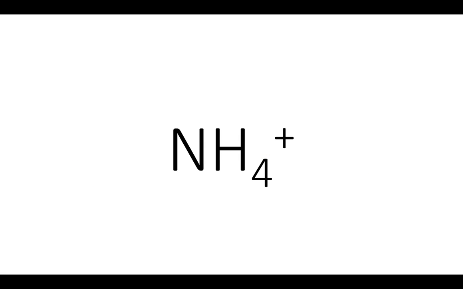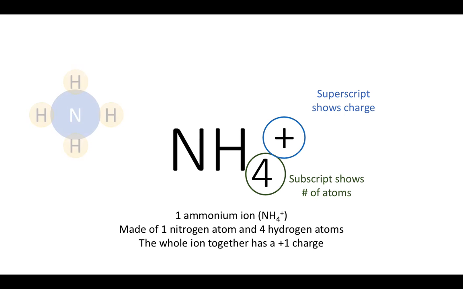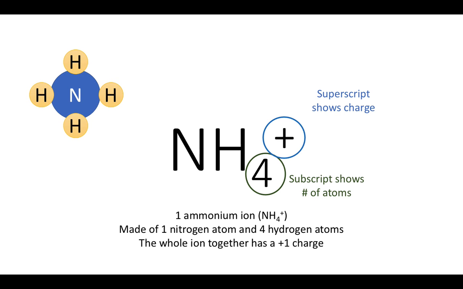Another example, this one has a superscript and a subscript. So we have a subscript of 4 and a superscript of +1. That means we have 4 atoms and a +1 charge. The subscript only applies to the thing that came right before it. So the 4 subscript multiplies the hydrogen, but not the nitrogen. That means we have an ion that looks like this. It's called ammonium. NH4+ is called an ammonium ion, and it's made of 1 nitrogen atom and 4 hydrogen atoms. And the whole thing together, all 5 atoms as a group, have a +1 charge.